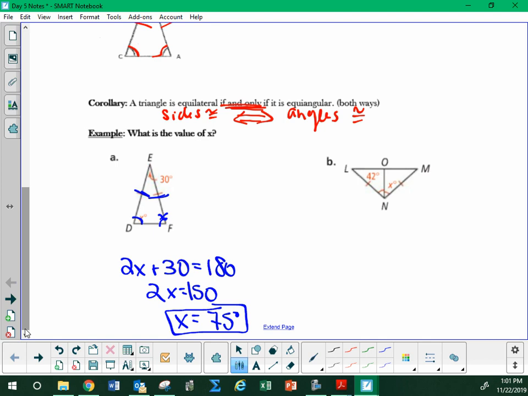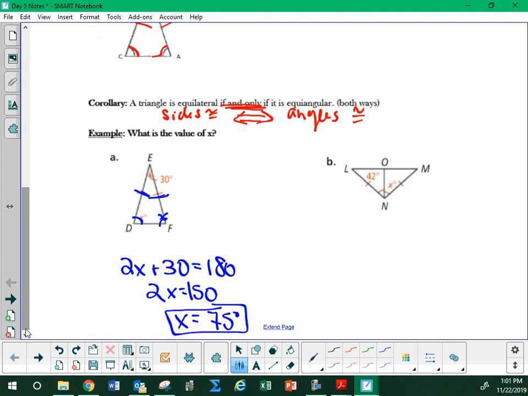So again, each of those angles, angle D and F, will be 75 degrees. Now again, always make sure you have actually answered the directions. Did we take care of the directions? Did we follow directions? Yeah, they just simply asked for x, they didn't ask us to plug it back in.